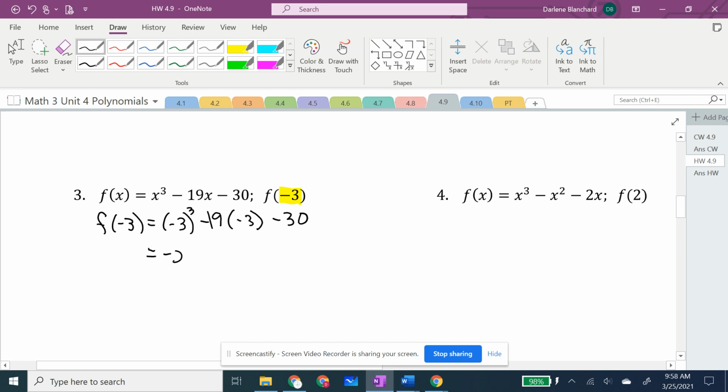-3 cubed is -27. Two negatives multiplying makes a positive. And then if I'm multiplying by 3, that means 20 times 3 minus 3, 57. And then minus 30. When I look at these two, I see that I have -57 plus 57. This is 0. So that means -3 is a root.